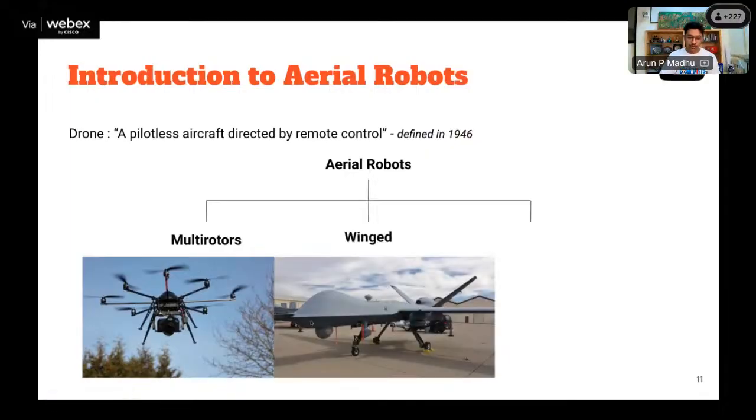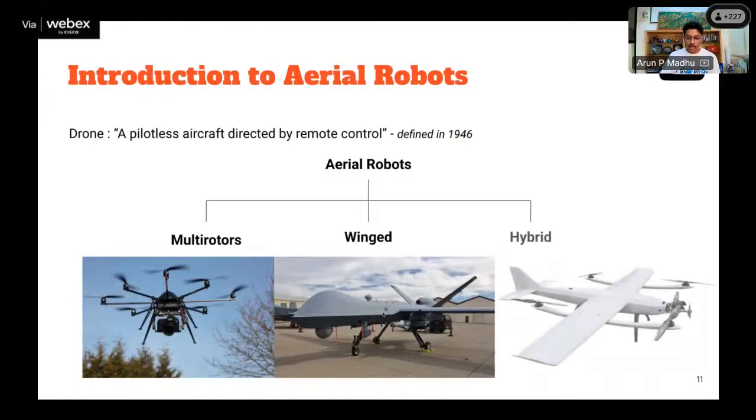Then winged aircraft. So drones like this can be classified as winged aircraft. And hybrid. So hybrid means you have rotors like this as well as wings. The advantage of these kinds of aircraft is you can vertically lift off and then fly like a normal plane. These are used in places where there is no runway, but you still want to save fuel, because these kinds of aircraft have higher fuel efficiency.